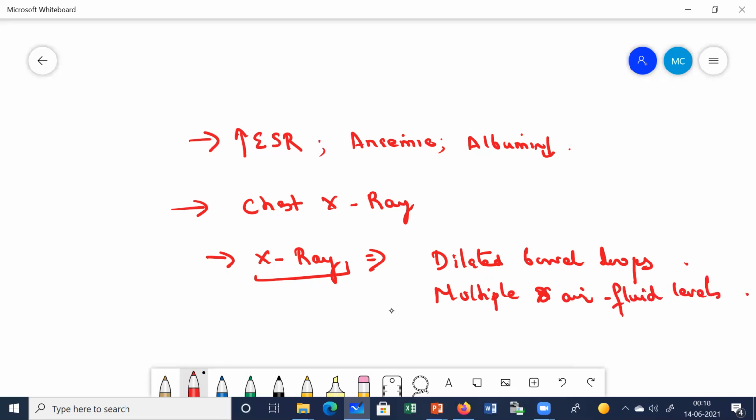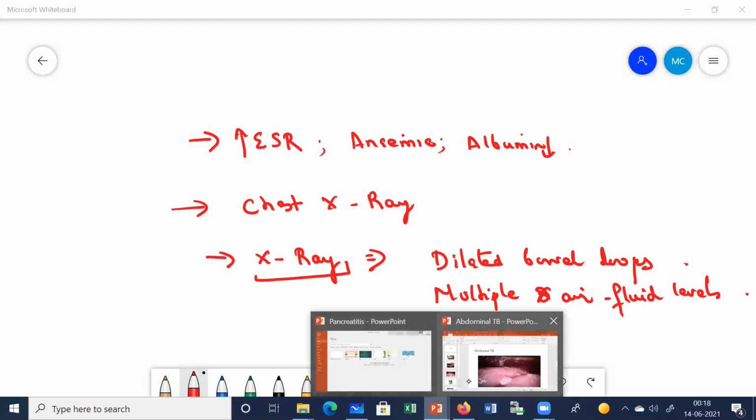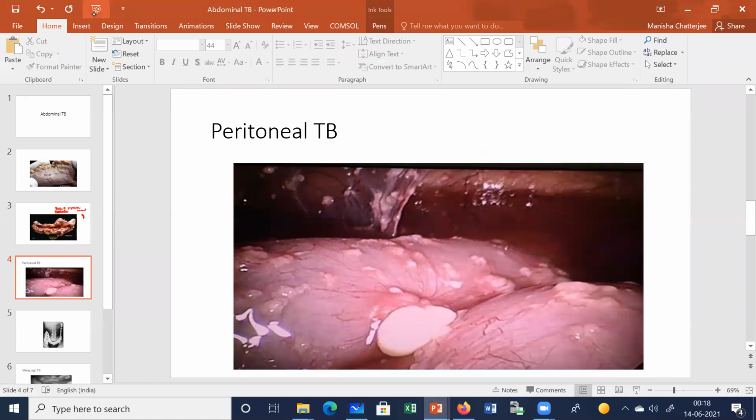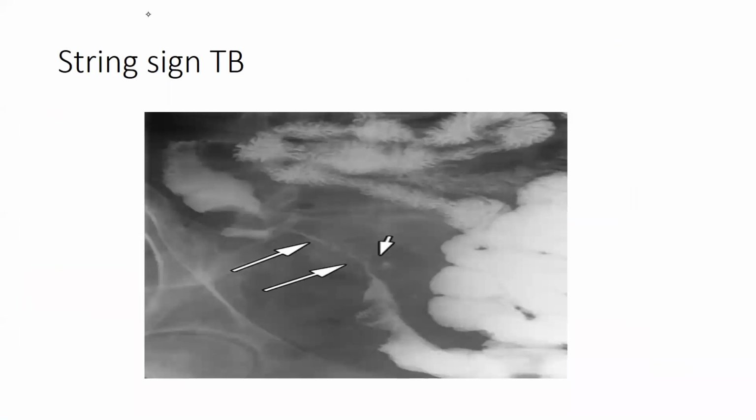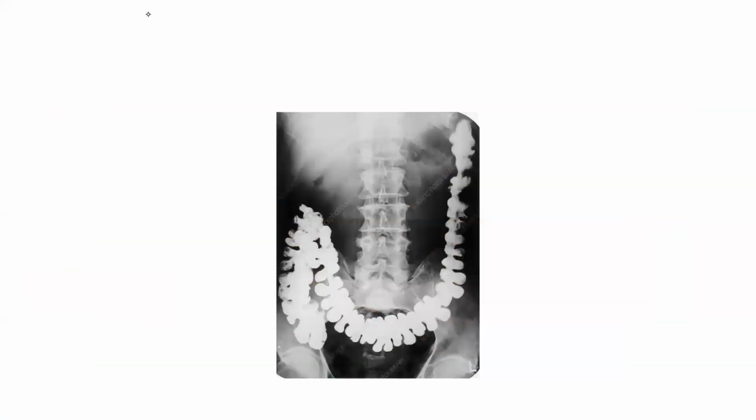Next, come to the barium meal. I have got some pictures of barium meal. What are the things which you are going to see in barium meal? Just a minute. Yes, these are some of the signs which you can see in the barium investigations when you do the barium meal.